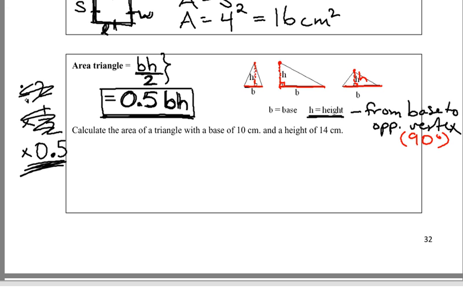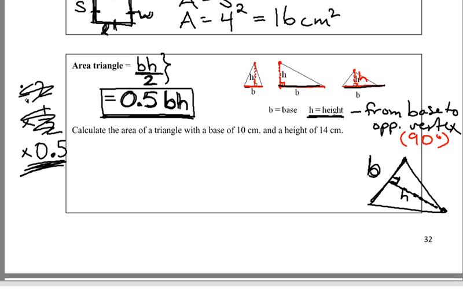The reason you have to be careful is you might have a sketch that looks like this, and you have that. The base doesn't always have to be the bottom of the triangle. The base is one of the sides. There's your base, and from the opposite vertex to meet the base at 90 degrees, there's your height there. So just understand that base is one of the sides, and the height is from your base to the opposite vertex, meeting at 90 degrees.